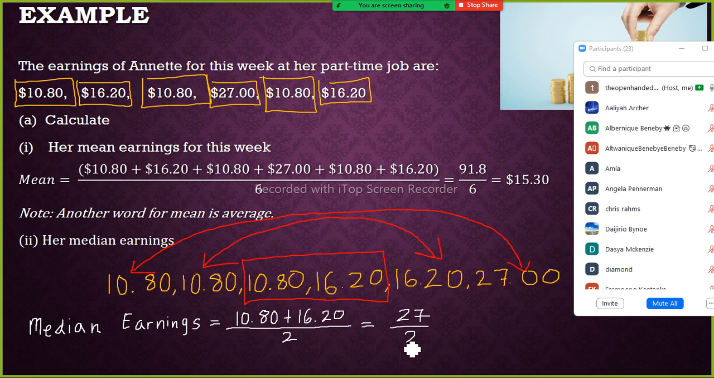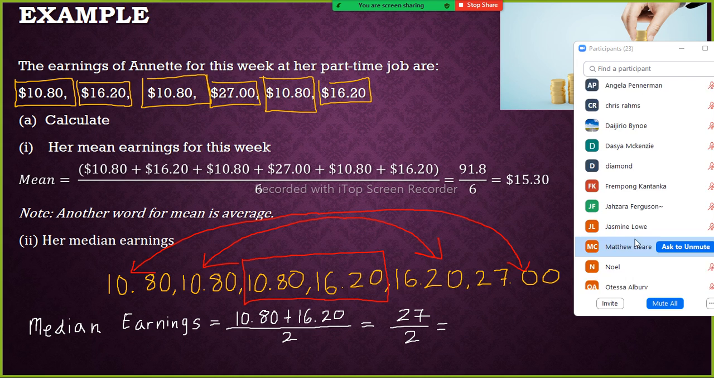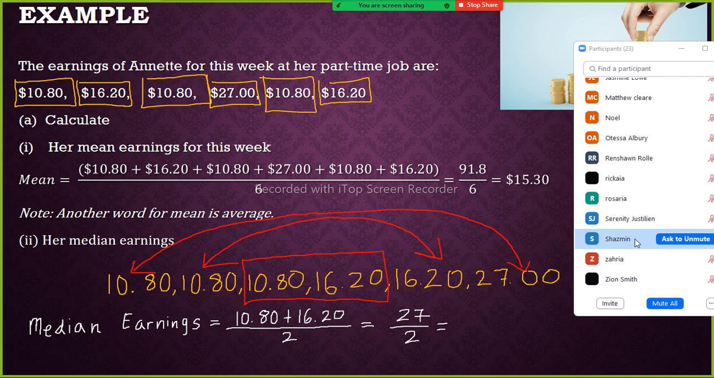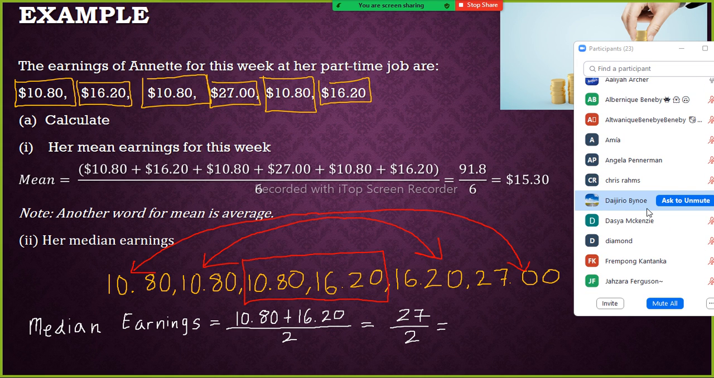Aaliyah Archer, are you here? Okay. I'm not hearing much from you. That's why I asked. Then don't forget to send me the class notes as well.